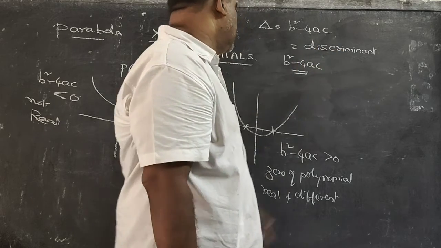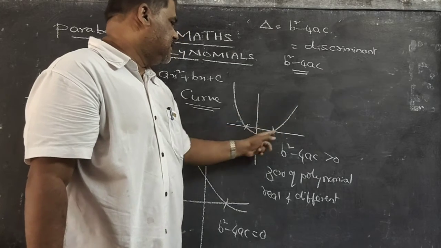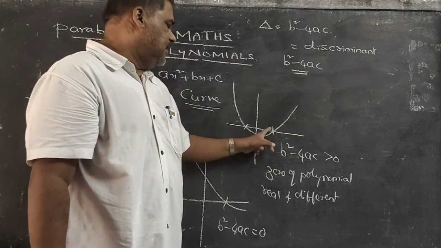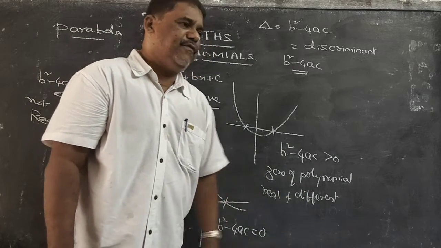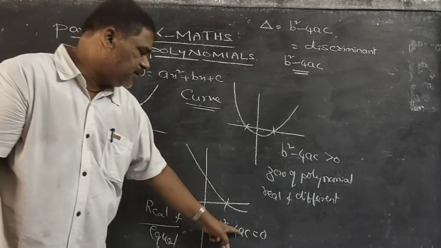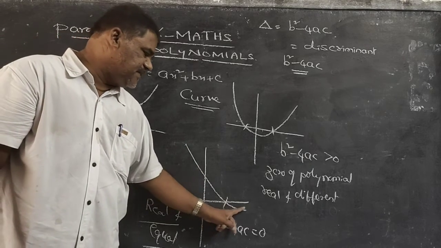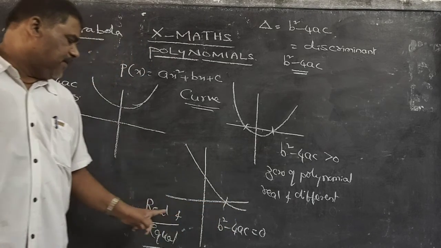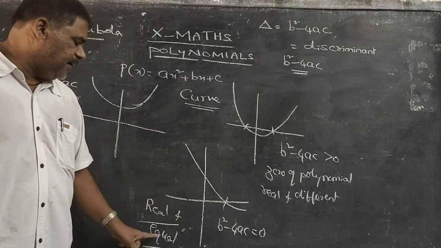If you get b square minus 4ac value a positive number, then the curve is cutting the x-axis at 2 points. That is, the zeros of the polynomial, that is the values of x, are real and different. If you get b square minus 4ac as 0, then it indicates that the curve is cutting the x-axis at only 1 point. That is, the values of x, that is the zeros of the polynomial, are real and equal.